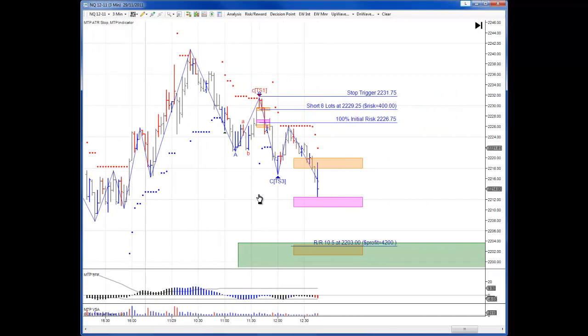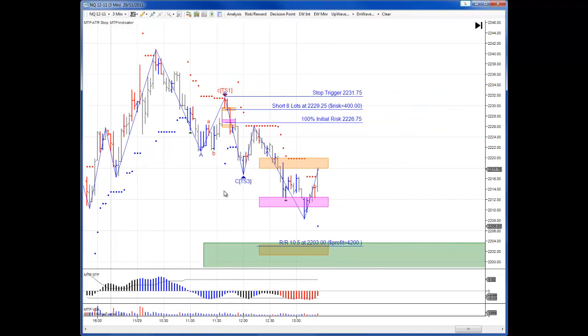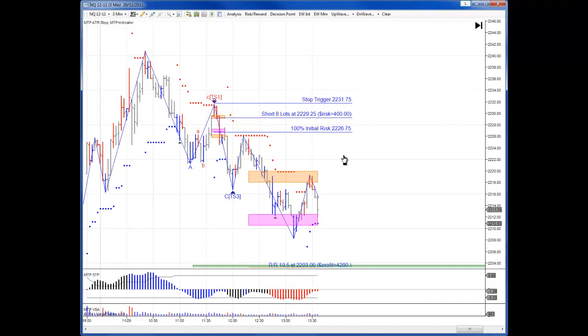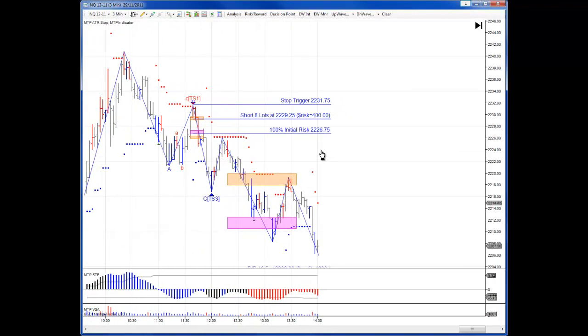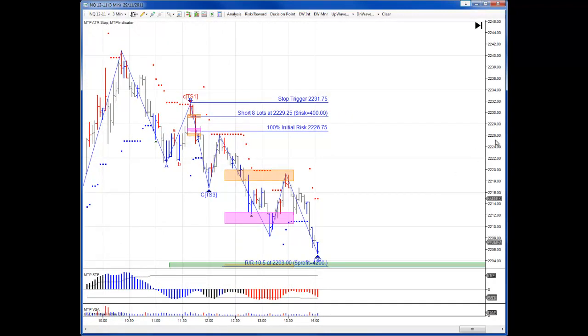If we go forward, you can see the market moves up, down, wiggles around. We avoid this TS3 buy setup here because we know the 15-minute chart is down. Remember, we're not using the STF color for an advanced trader, we're using the 15-minute chart. The trend is down, market wiggles around, gets down to this level here.